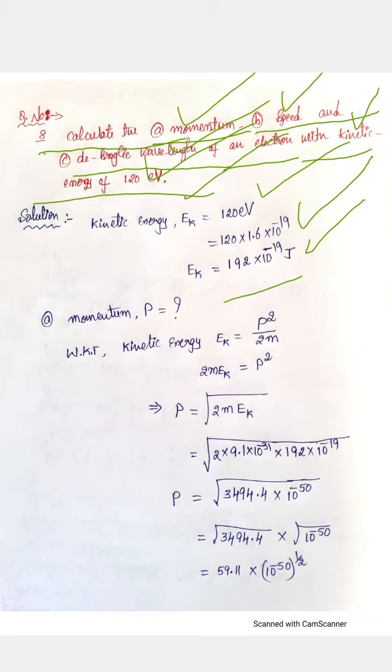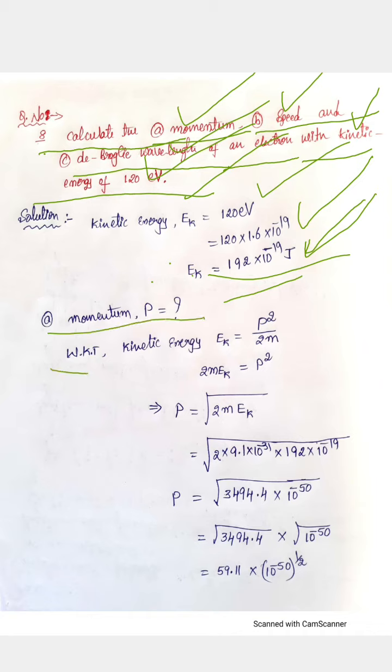Here, if you want to convert the value from electron volt to joule, we have to multiply with a value of 1.6 into 10 to the power minus 19. So that we get kinetic energy is equal to 192 into 10 to the power minus 19 joule. Now what do we have to calculate?